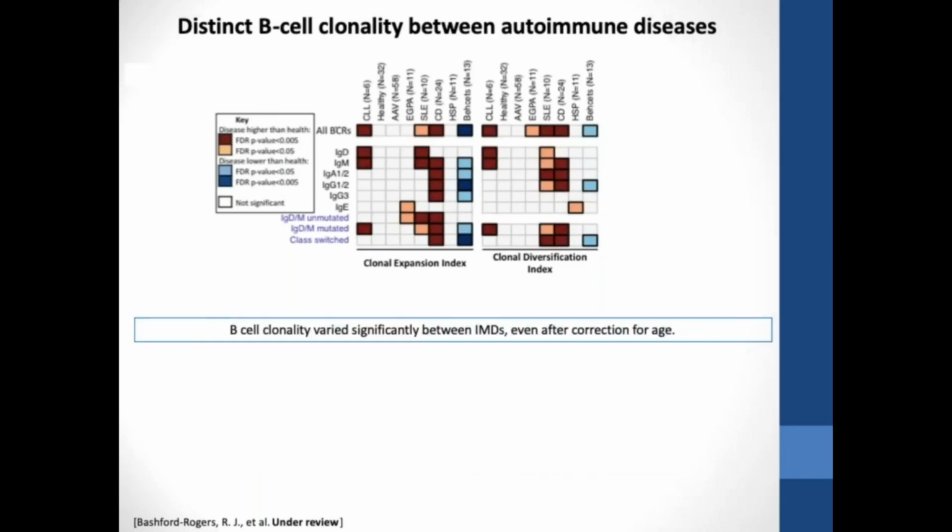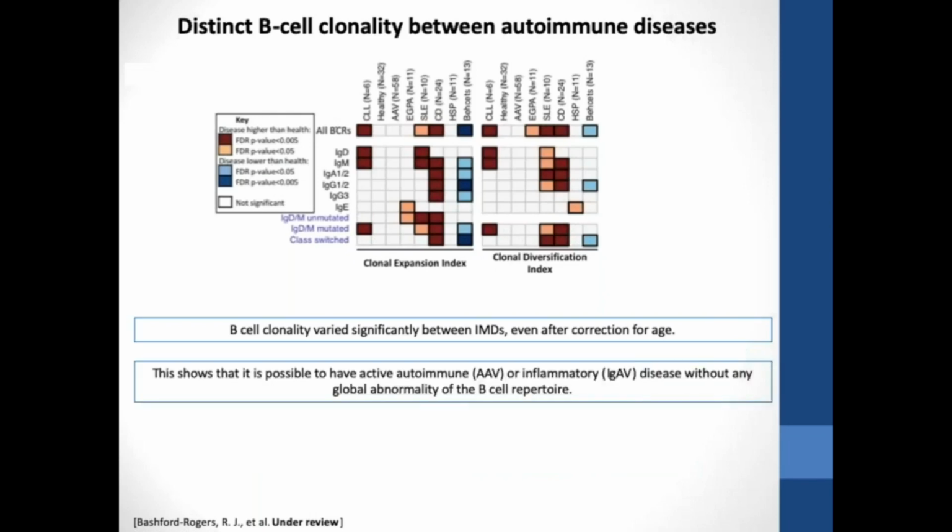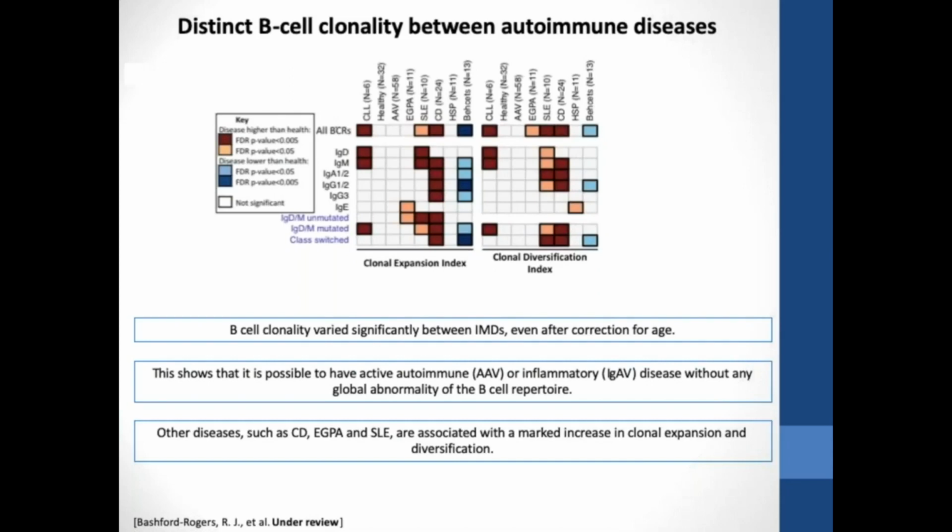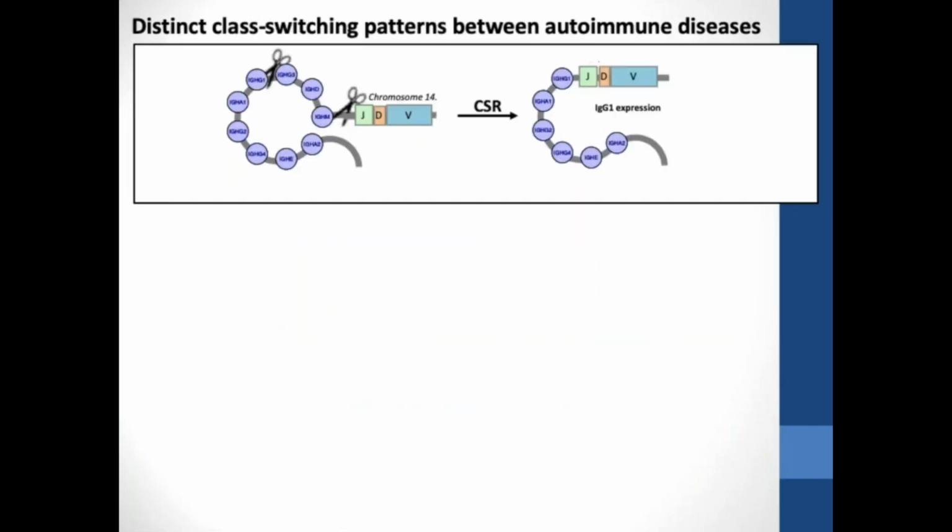So this reveals that clonality differs significantly between the immune-mediated diseases, and this stands even after correction for age. It shows that you can have an active autoimmune response, for example, in ANCA-associated vasculitis, where we have a single autoantigen associated with the disease that doesn't show any global abnormality of the B-cell receptor. And there are other diseases such as Crohn's, EGPA, and lupus that are associated with a very marked increase of clonal expansion and diversification. We can also use the data to look at class switch recombination.